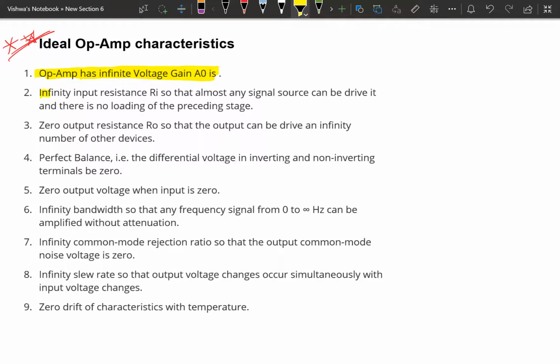The second is infinite input resistance, so that almost any signal source can drive it and there is no loading of the preceding stage. So one is infinite voltage gain, the second is infinite input resistance, and the third is zero output resistance.